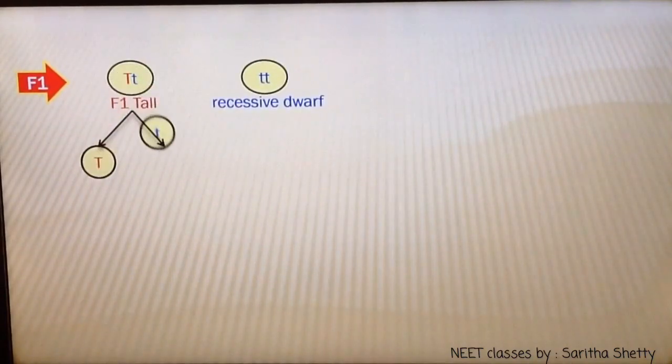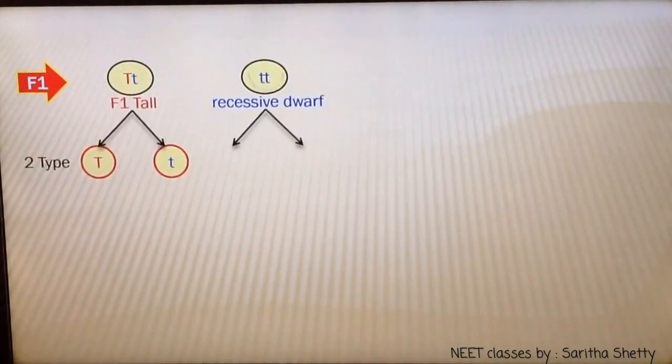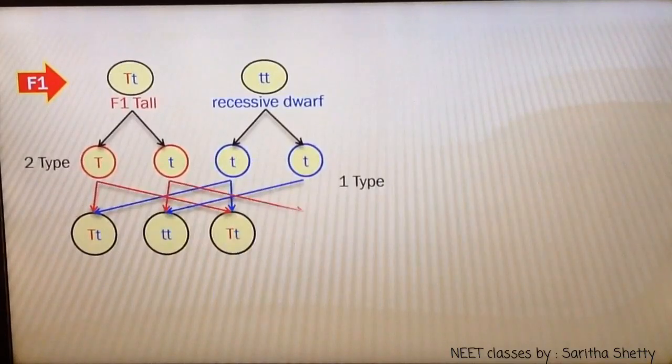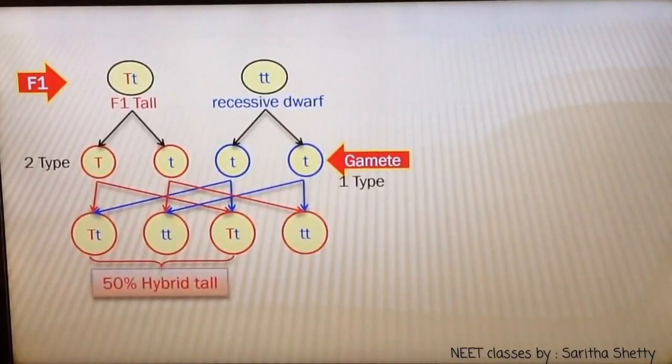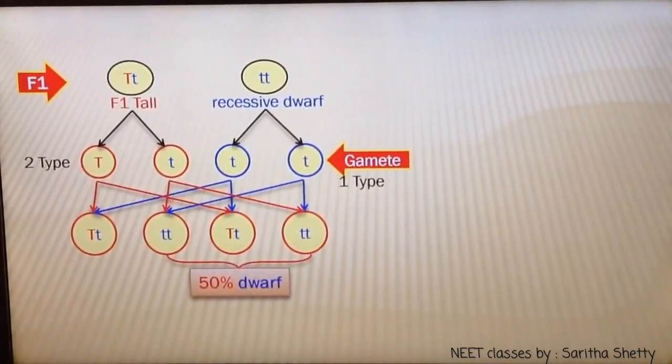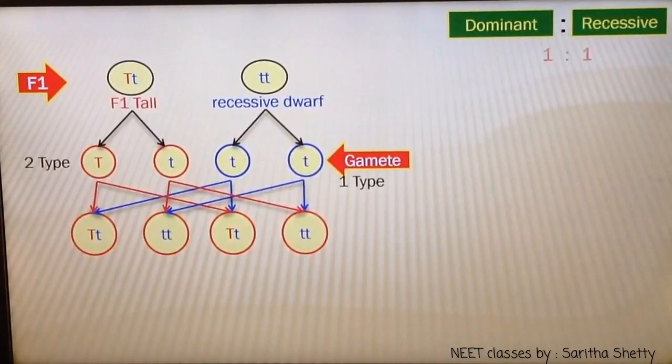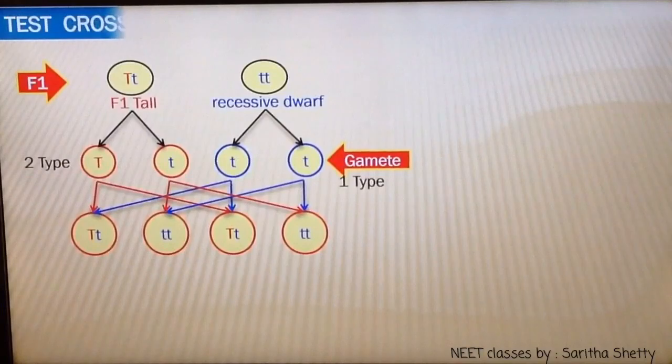As in the previous case, the F1 individual produced two types of gametes, whereas the recessive dwarf produced all gametes of a similar type. In this possible combination, 50% of the individuals were tall plants containing T and small t, that is hybrid tall, and the other 50% were dwarf plants. Thus, in this cross, he obtained a ratio of tall to dwarf of 1:1. This helped him understand that F1 individuals were heterozygous, containing one dominant allele and one recessive allele. Thus, he called it a test cross.